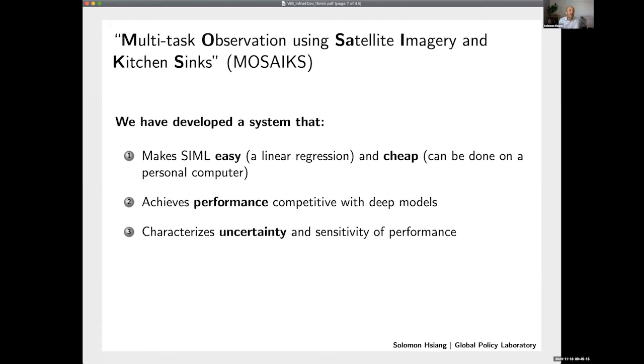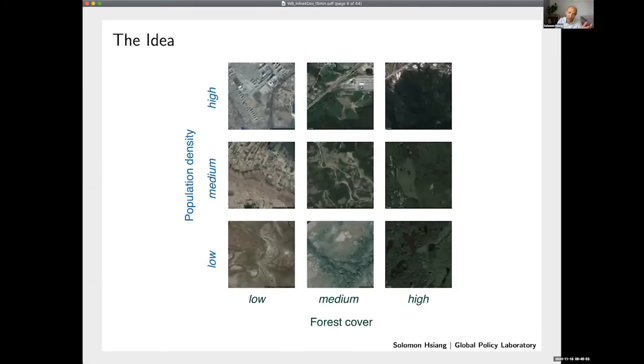The key appeal of what we're doing is that, first of all, it's really easy for users to exploit the system. An individual with very little training basically has to download some data and run a linear regression. It's also computationally very cheap, so you can do it on a personal computer or a laptop in a matter of minutes. And as I'll show you, it achieves really good performance. It performs essentially as well as state-of-the-art deep learning models. And one thing that we think is important philosophically, especially for this community, is that it allows us to understand the uncertainty in how the system is performing, because we're going to use these for different types of decision making.